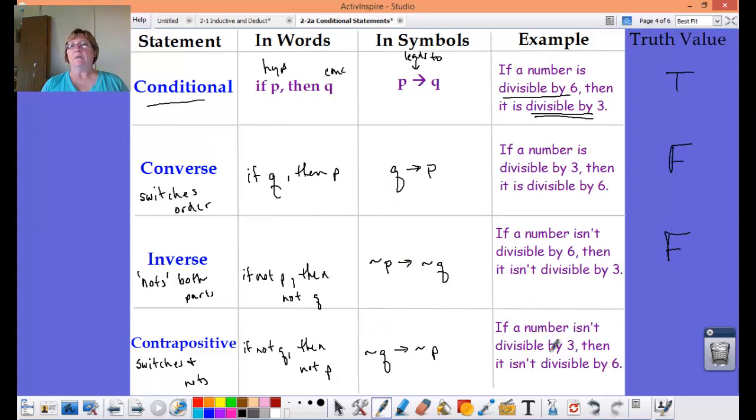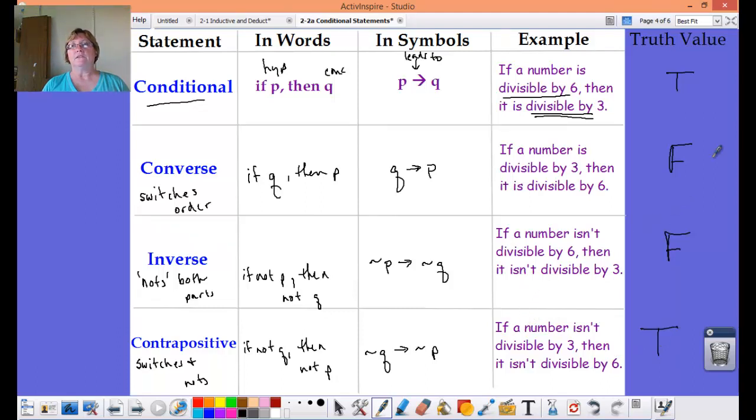All right, here's my example. I'm going back to where I started. I have to switch and not. If a number isn't divisible by 3, then it isn't divisible by 6. Now that, I believe, is true. If 3 doesn't go into it, then 6 cannot go into it.